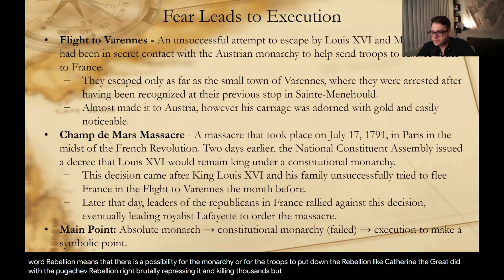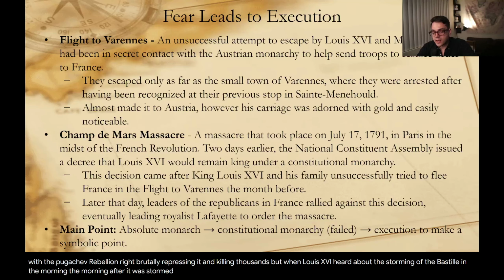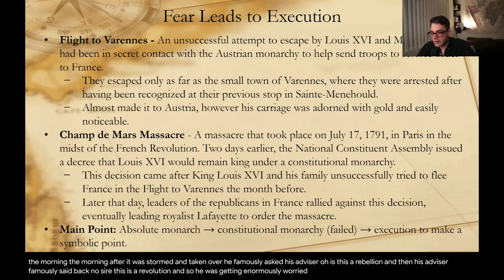But when Louis XVI heard about the storming of the Bastille in the morning after it was stormed and taken over, he famously asked his advisor, "Oh, is this a rebellion?" And then his advisor famously said back, "No, sire, this is a revolution." And so he was getting enormously worried and started to write to Austria, right?